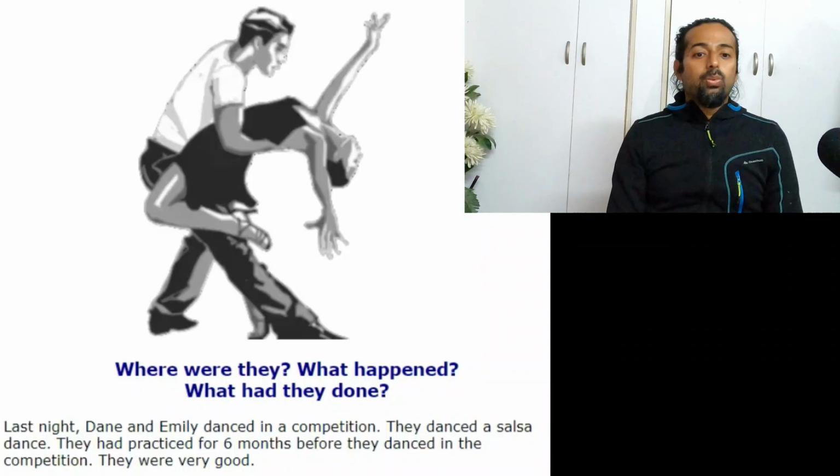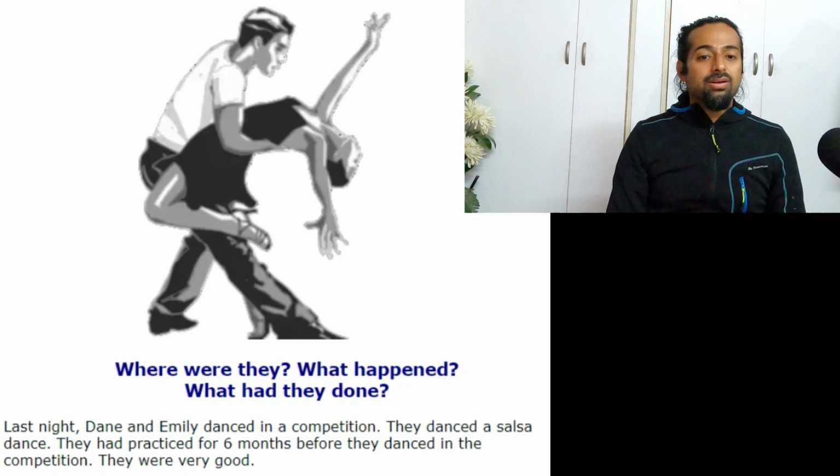Story. Where were they? What happened? What had they done? Last night, Dan and Emily danced in a competition. They danced a salsa dance. They had practiced for 6 months before they danced in the competition. They were very good.